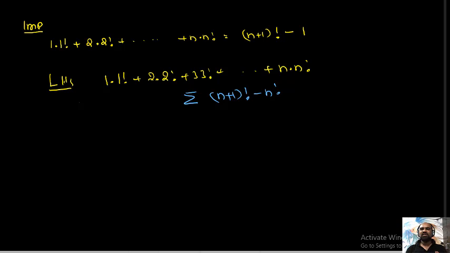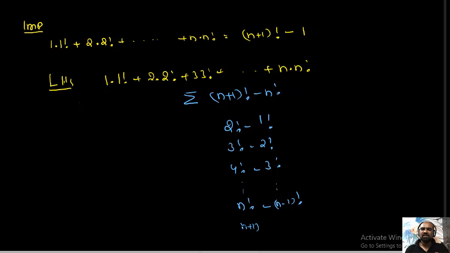If n is taken as 1, what will we get? 2 factorial minus 1 factorial. N is taken as 2, 3 factorial minus 2 factorial. N is taken as 3, 4 factorial minus 3 factorial, and so on. I am just writing in a vertical way. If instead of n you write n minus 1, we get n factorial minus n minus 1 factorial. And for n itself, n plus 1 factorial minus n factorial. We want to add all these, then we will get the total summation.